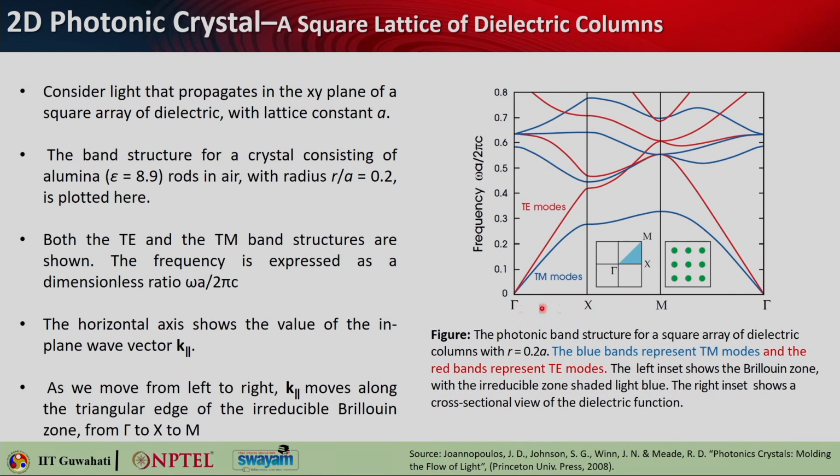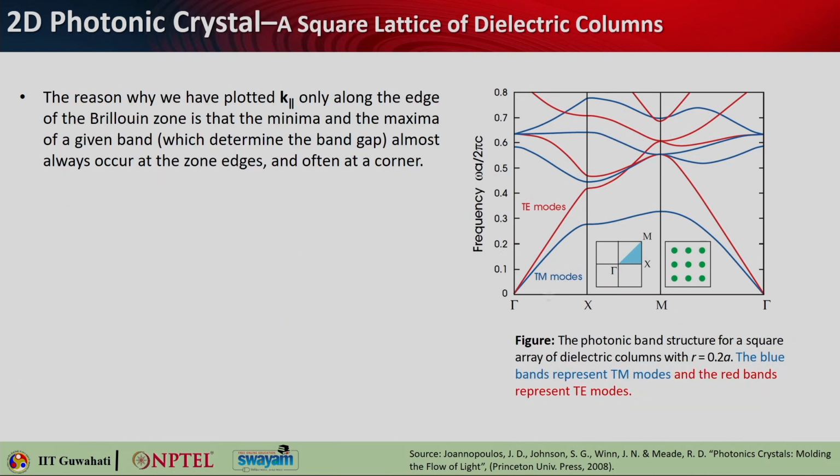Now as you move from left to right, k parallel moves along the triangular edge of the irreducible Brillouin zone. It will move from gamma to X to M to gamma, as I have already discussed. The reason we have plotted k parallel only along the edge of the Brillouin zone is that the minima and maxima of a given band, which determine your band gap, almost always occur at the zone edges. So there is no important information in the middle of the Brillouin zone, which is why we always go across the periphery instead of going inside.